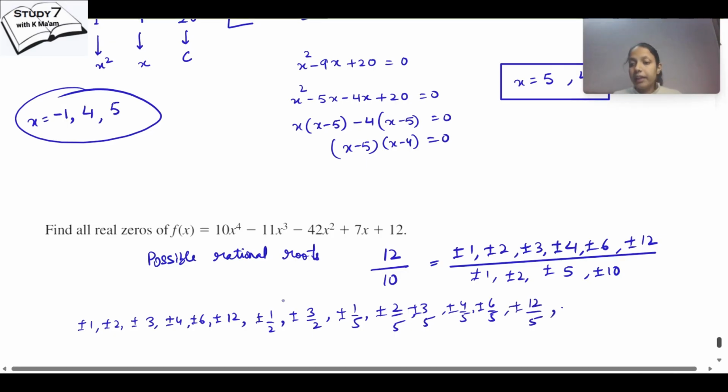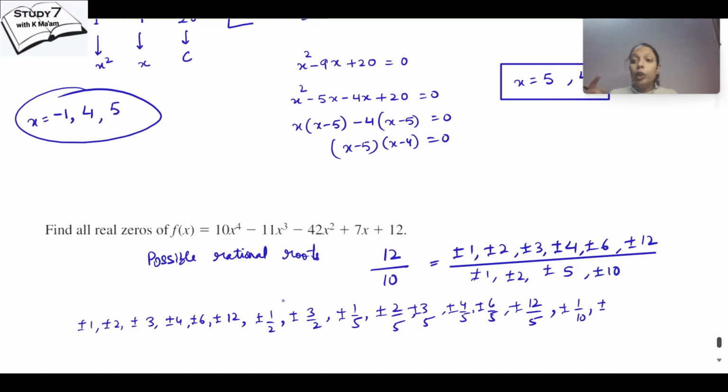Okay. Next, if you have to divide with 10, so plus minus 1 by 10, plus minus 2 by 10. 2 by 10 is 1 over 5, and 1 over 5 is already written here. Then 3 over 10, 4 over 10. 4 over 10 is what? 2 over 5. 2 over 5 already written. No need to repeat anything.